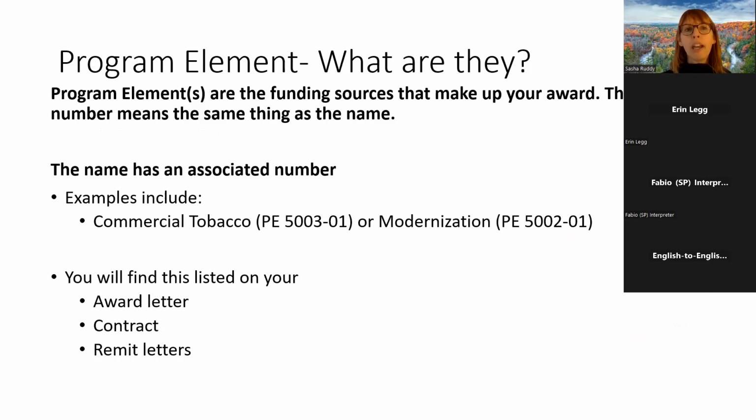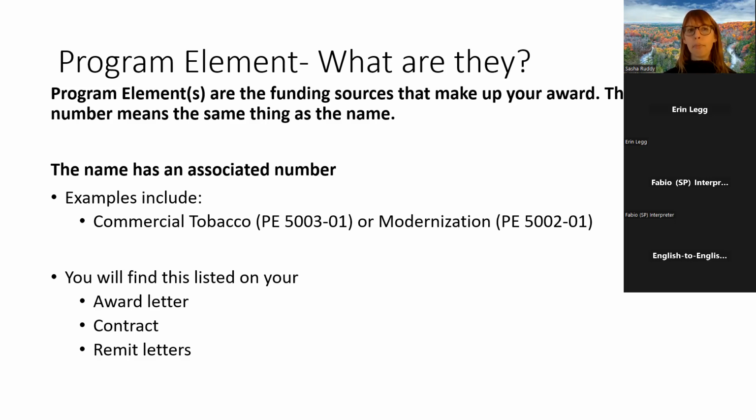So we're going to start off with program elements. You hear this during FYI Fridays, and you see it in different areas, and your CEC probably talks about this too, your CEC or your community engagement coordinator. So what are they? Program elements are funding sources that make up your award. There is a number and a name that is associated, but they mean the same thing.